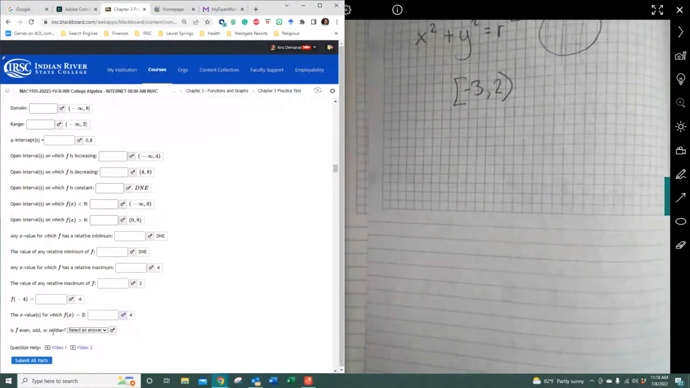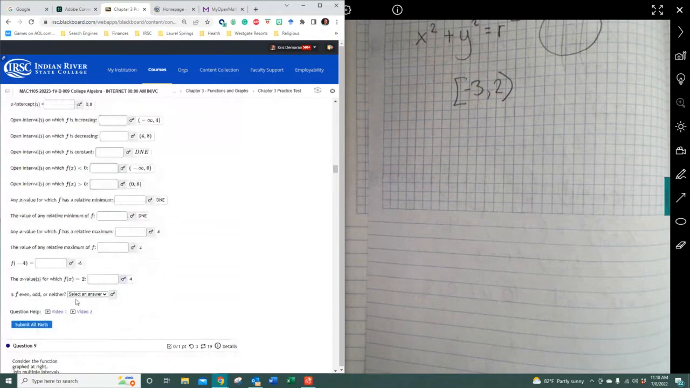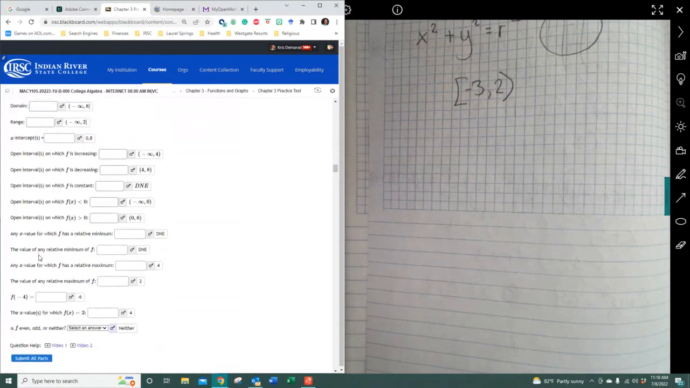Is f even, odd, or neither? Now this would mean it reflects over the origin if it's odd, and it would reflect over the y-axis if it was even, and it's neither of these things. So it doesn't reflect at all. So this one would be neither. All right, so this is the video support that can add help to this particular question.